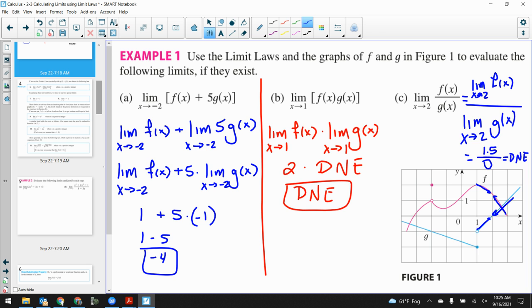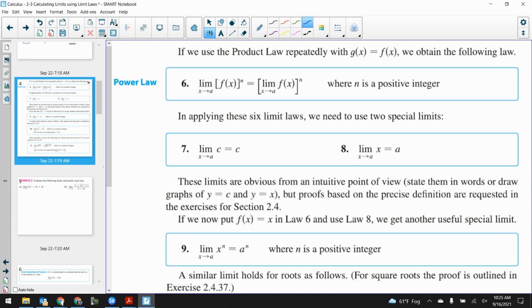Okay. Let's take a look here. More rules, more limit laws. If we use the product law repeatedly, we could take a power law. For example, here, the limit as x approaches a of f of x to the nth power, to the second, to the third, to the fourth, to the whatever, as long as n is a positive integer. If it's negative, things go haywire because it goes down to the bottom. If it's a fraction, it turns into a root, which we'll talk about later on. But as long as n is a positive number, I can take that power and bring it outside the limit.